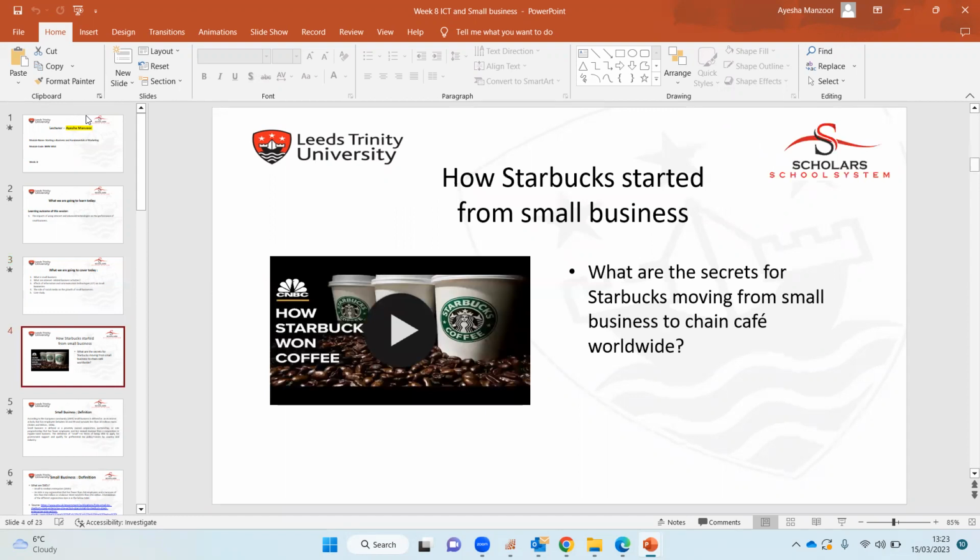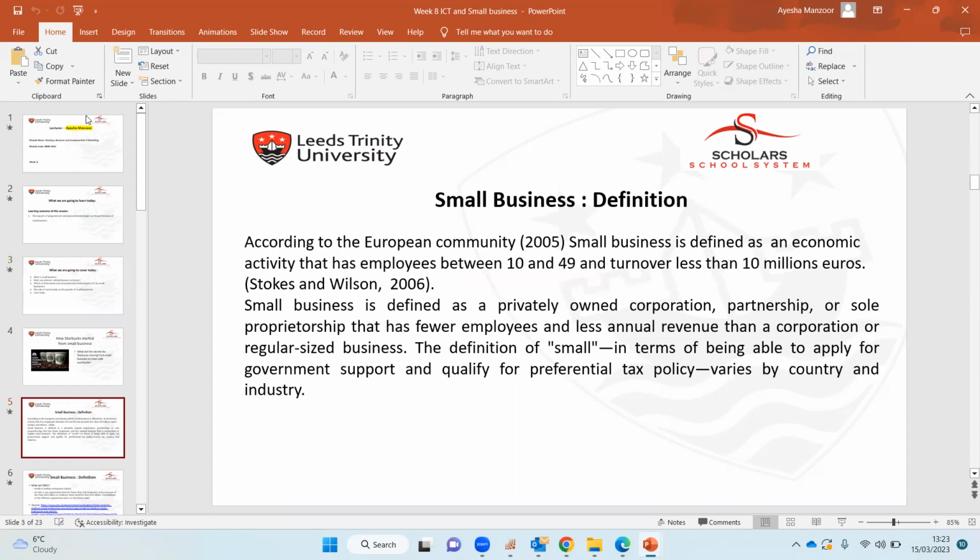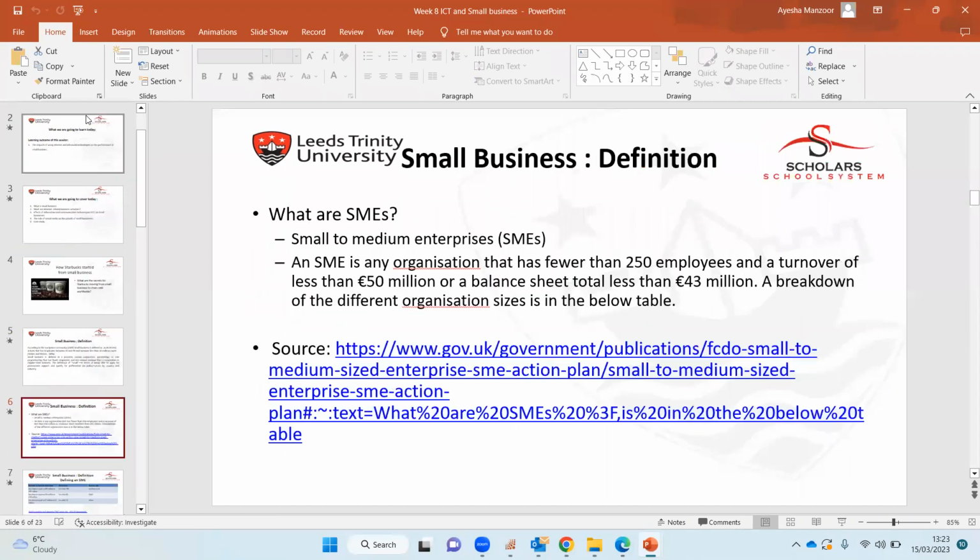And there is a case on how Starbucks started as a small business. We initially discussed small businesses that have largely grown in the past 5 to 10 years. Starbucks is one of the biggest examples. And we discussed the definition of small businesses, and some sources have been provided in the slide, so students can refer to these sources.